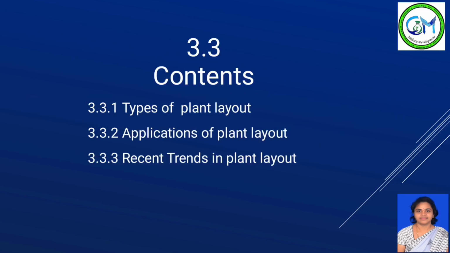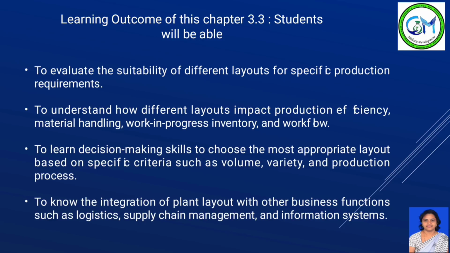The contents of chapter 3.3 are types of plant layout, applications of plant layout, and the recent trends in plant layout. The learning outcomes of this chapter 3.3: students will be able to evaluate the suitability of different layouts for specific production requirements and understand how different layouts impact production efficiency, material handling, work in progress inventory, and workflow.